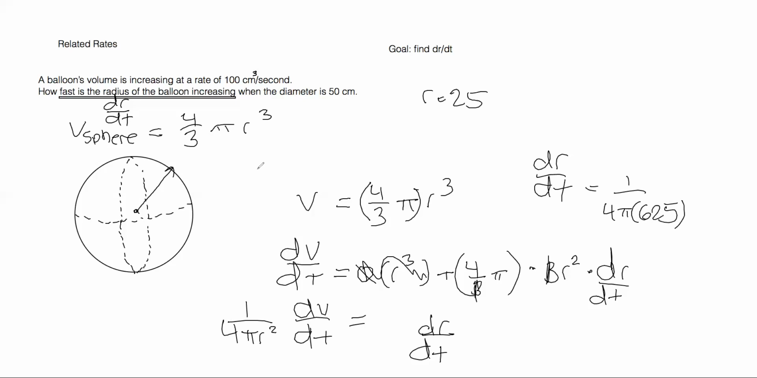And then we also have dV/dt, and they already tell us what that is. This right here, dV/dt, the derivative of volume with respect to time, is 100 centimeters cubed every second. Units aren't important right now. So we could simplify this. 100 divided by 4 is 25, and then 25 over 625 is 1 over 25. So our final answer would be this: the derivative of the radius with respect to time would be 1 over 25 pi.